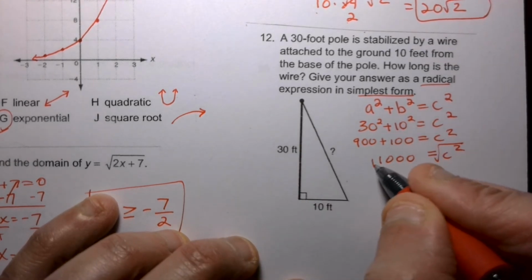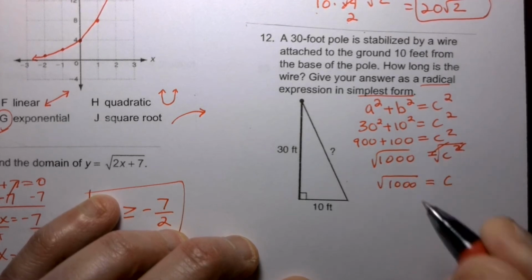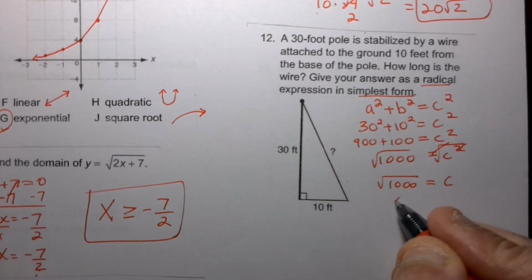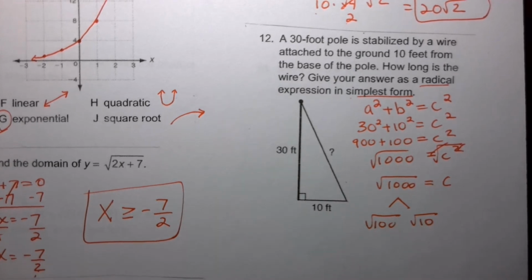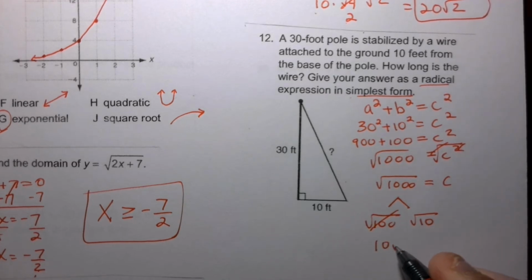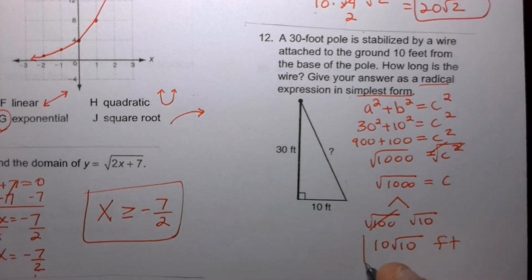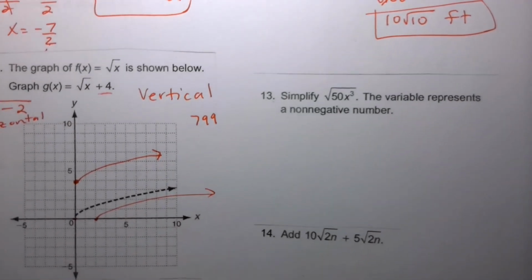So in order to do that, we need to undo that square root, and I get this. But that is not a radical expression in simplest form. So we need to break that down. Square root of 100 times square root of 10. And what is that? 10 root 10. And there is a unit, so I'm going to put feet. I'm going to box it, and I have all my work nicely shown so I can see exactly what's going on. So make sure you guys do the same.